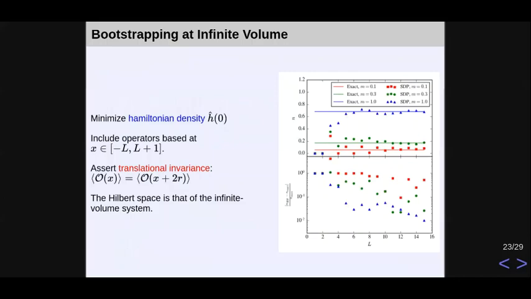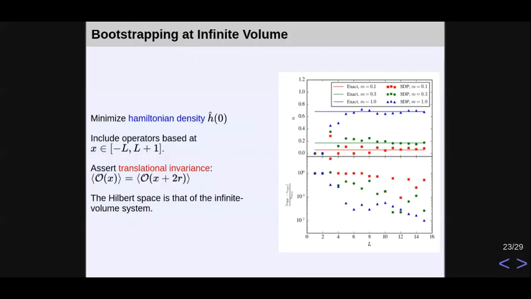So I included operators at any point X between -L and L+1. In other words, I'm including operators in my basis that are increasingly spread out. So the operator spans some non-trivial volume in my system. And you have to do this in order to capture the long correlation length. And so what you see is the longer L gets, L is on the x-axis, the better all of the semi-definite programs do.